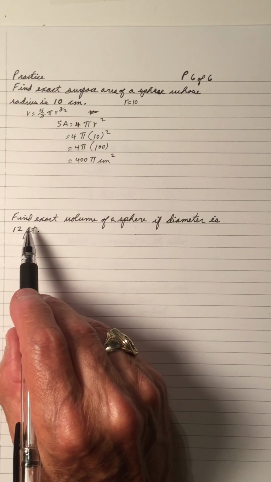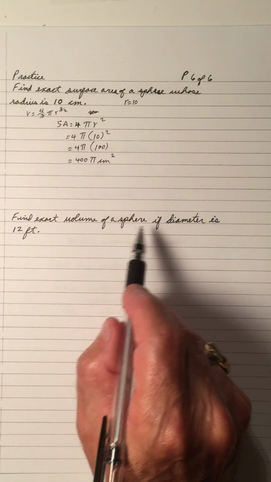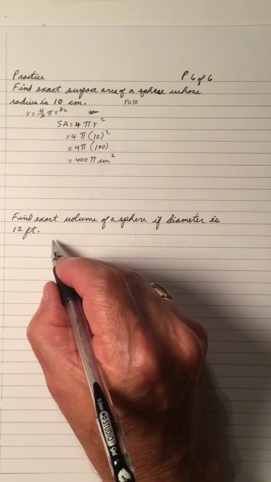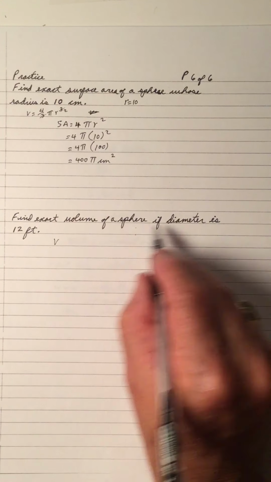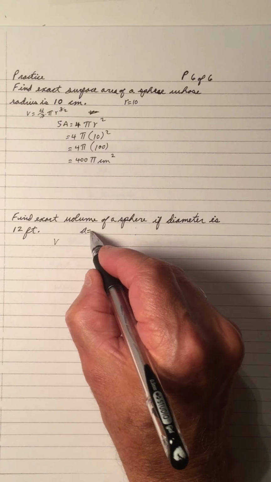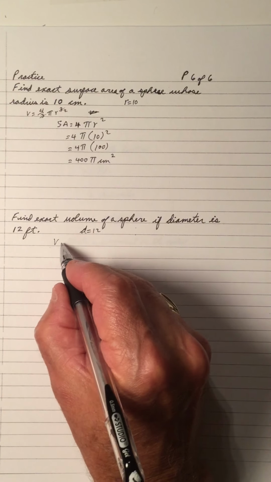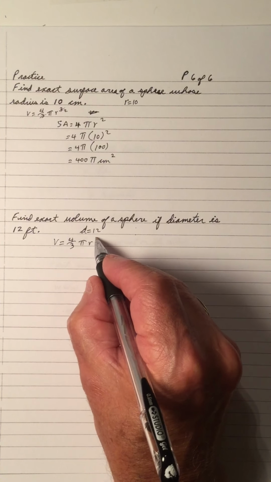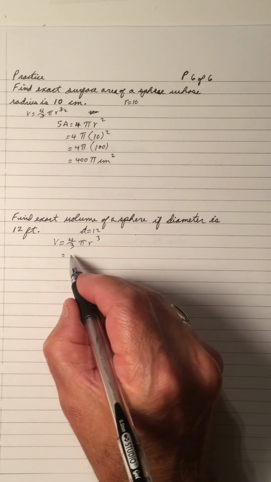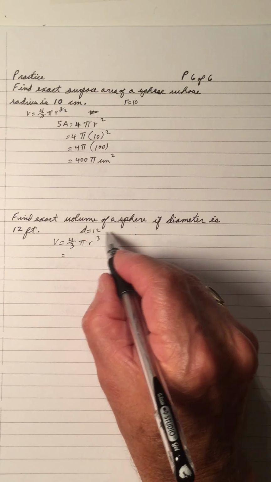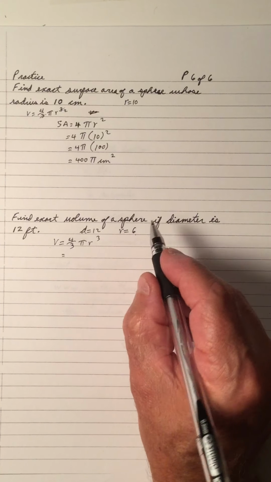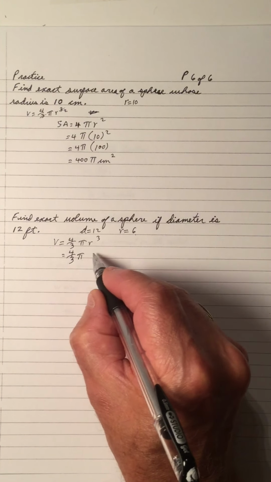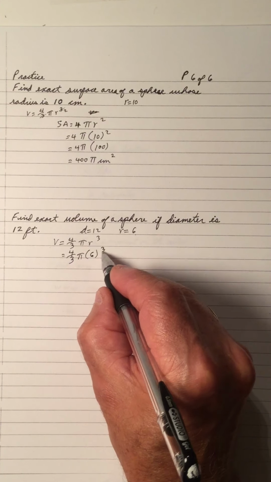And another one. Practice means pause the video and work this one out. Find the exact volume of a sphere. We have a diameter of 12 given to us. The volume of a sphere is 4 over 3 pi r cubed. And if the diameter is 12, that means the radius is 6. And it's in feet, so we got 4 over 3 pi and 6 cubed.